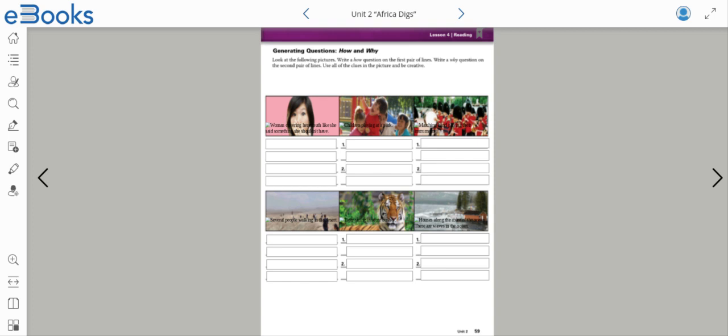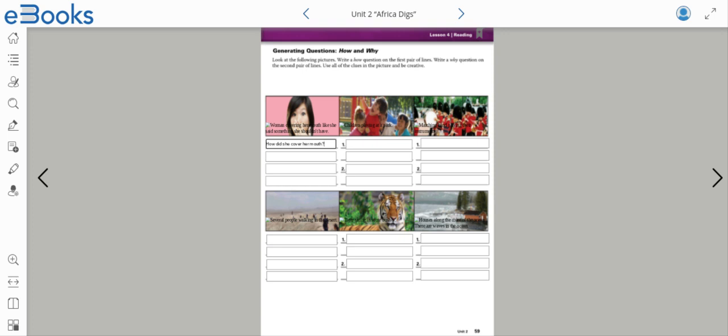Look at the first picture. It shows a young woman with her hand over her mouth. I have to think about an action, so I will focus on covered her mouth. I have my first question. How did she cover her mouth? Write that on the first pair of lines below the picture. My guess would be she covered her mouth quickly or suddenly.